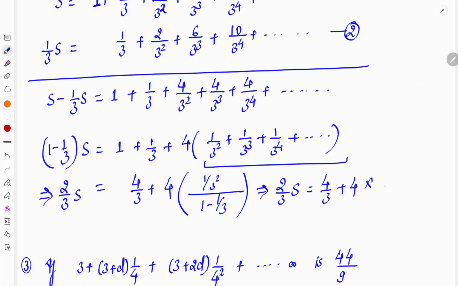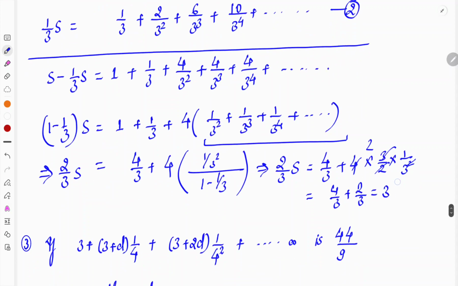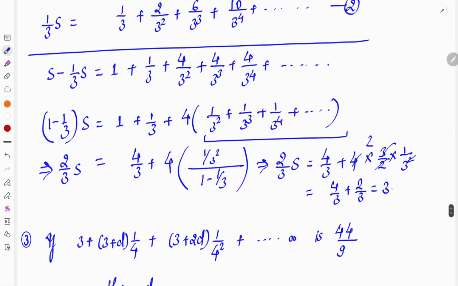Okay, so it will be 2/3, meaning 3/2 into this 1/3^2. Okay, 3 and 3 cancel here, 2 into 2 is 4, so this one we are getting 4/3 plus 2/3, 6/3 means 3. Okay, 6/3 means we are getting 2, correct? So 2/3 S we got this one. So S equal to what? S equal to 3/2 times 2, the 2s cancel, 3 we got as the answer. Okay, so S is nothing but 3.